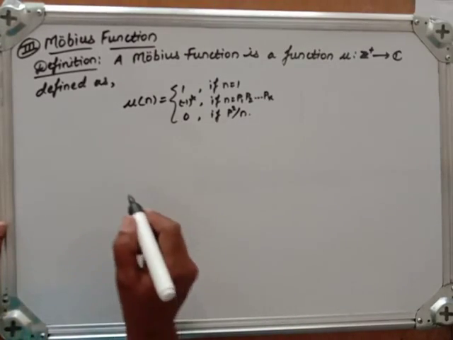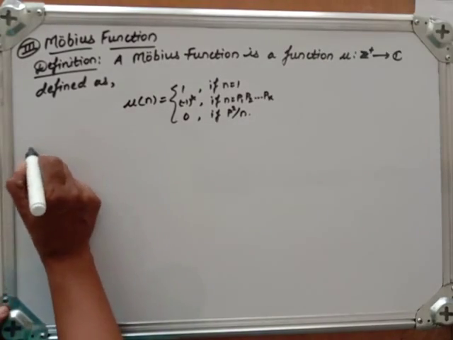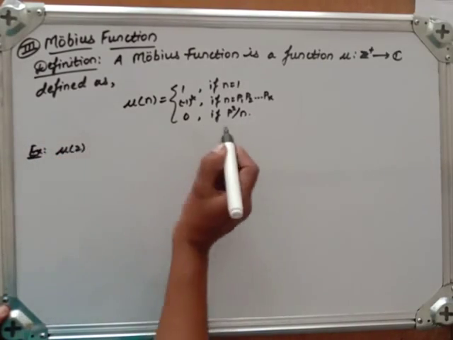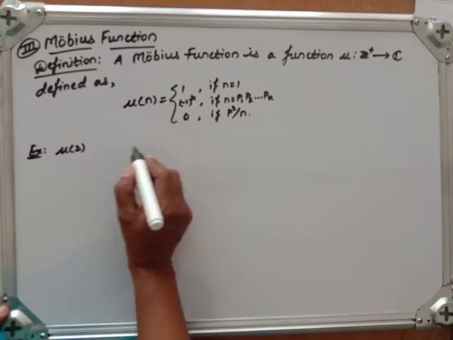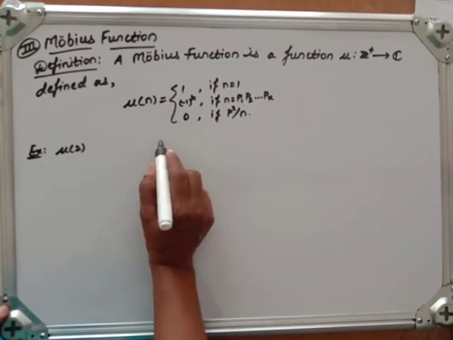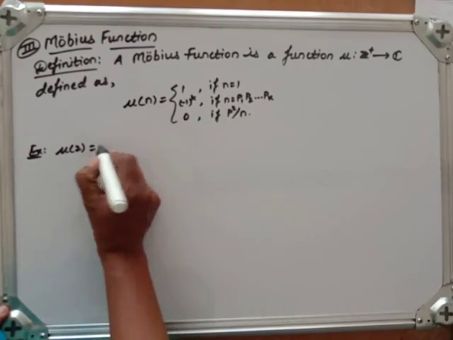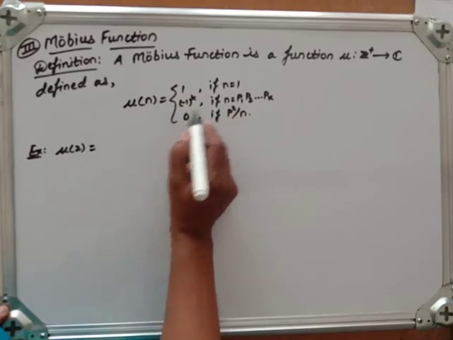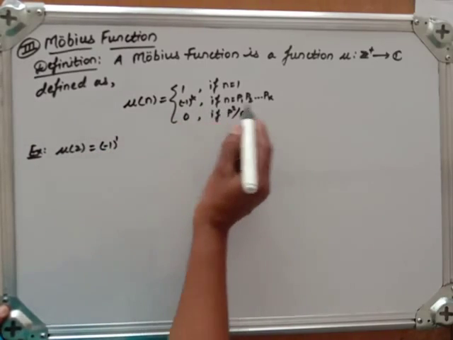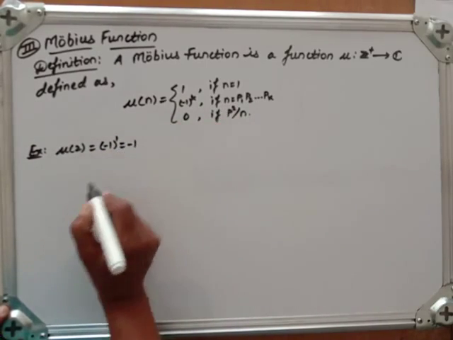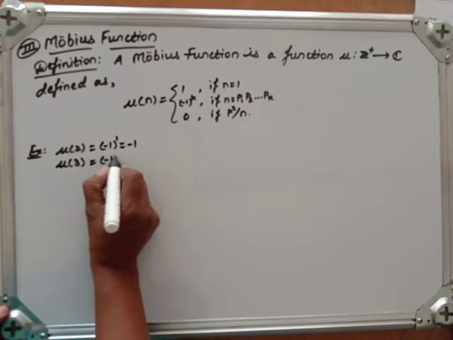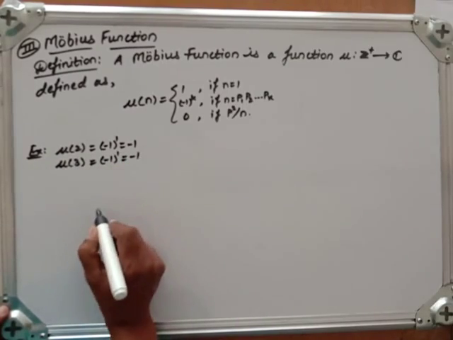So using this definition, let's see some examples. What about mu of 2? Now 2 is a prime number, and the prime factorization of 2 is 2 itself, only one prime number. So the second definition will be followed here. So it will be (-1) raised to 1, K will be 1. So here it is nothing but -1. Mu of 3 is (-1) raised to 1, so it will be -1.